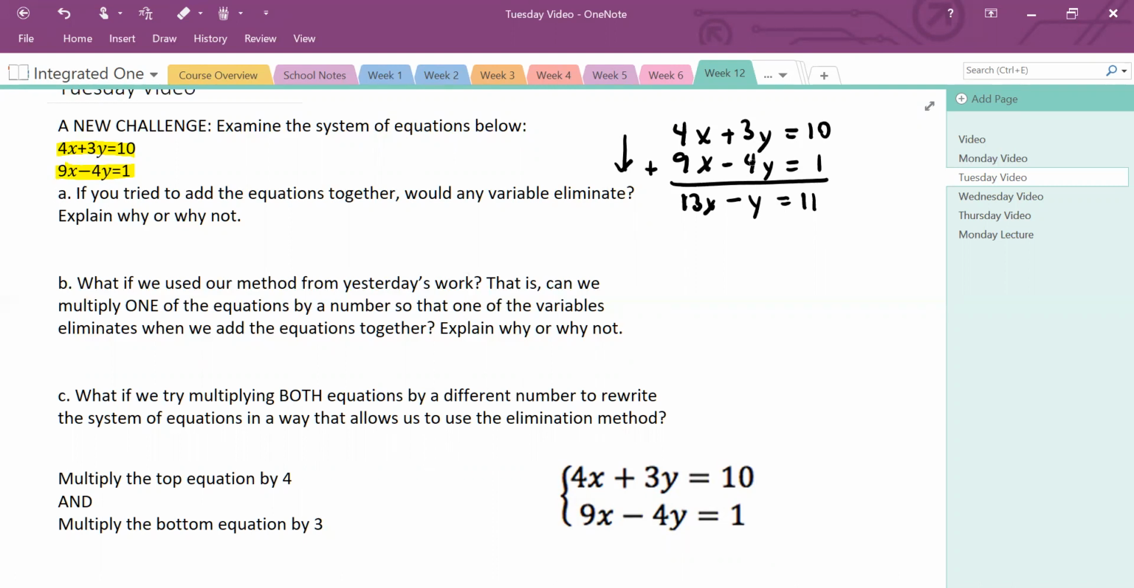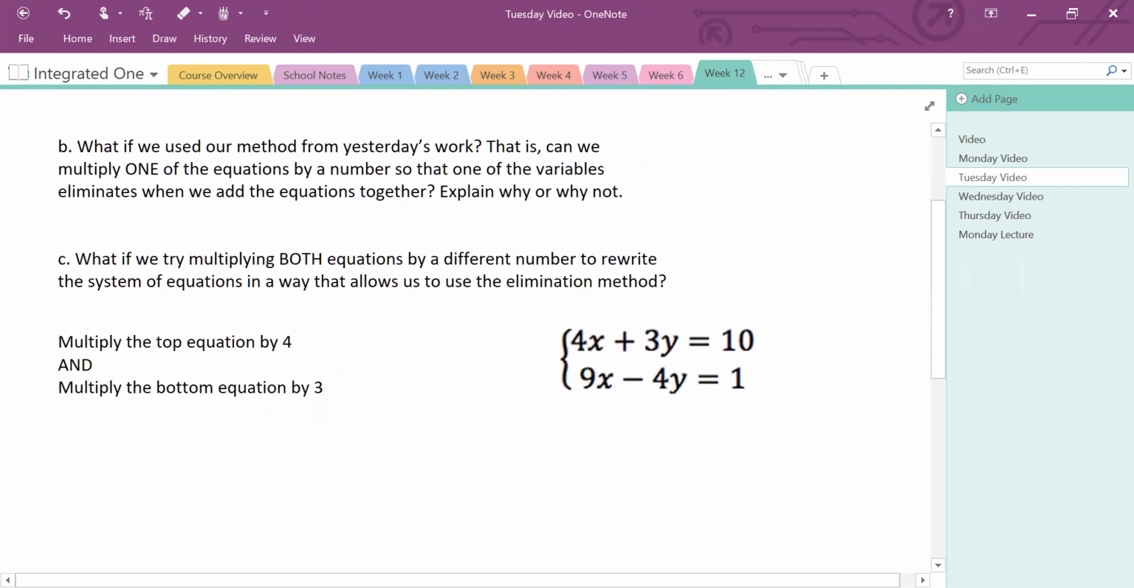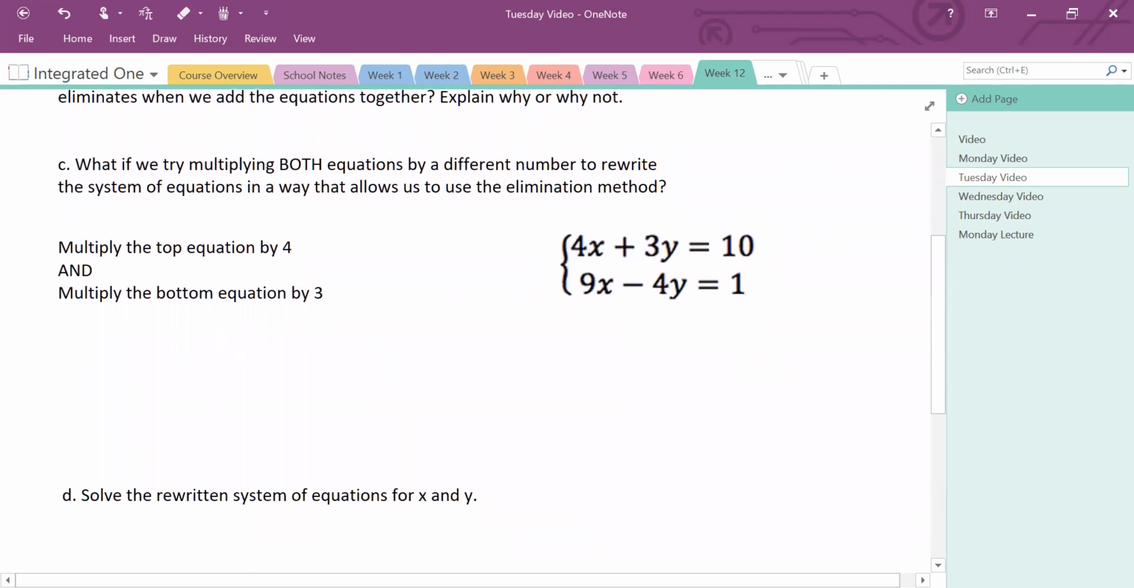But what if I try to multiply both equations by different numbers? That will allow us to rewrite these equations and use the elimination method. Okay, so here's my attempt. I'm going to multiply the top one by 4. So let's go ahead and do that now.